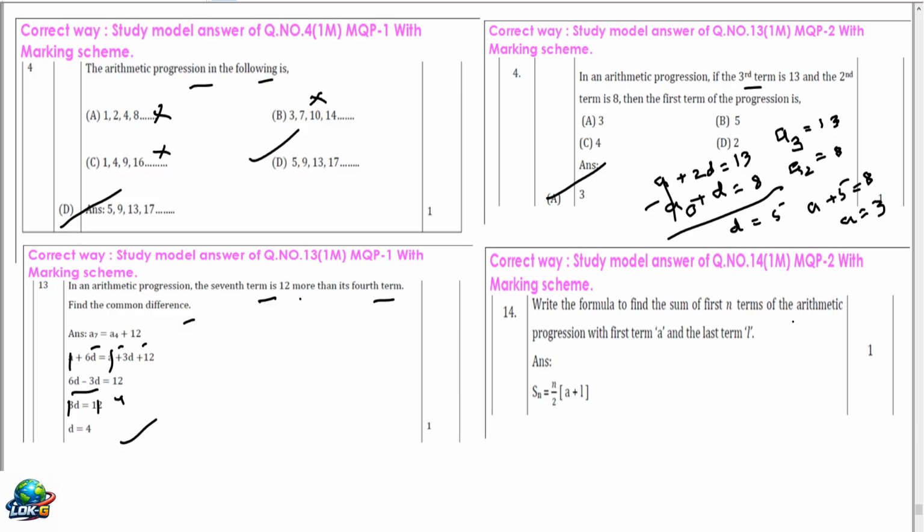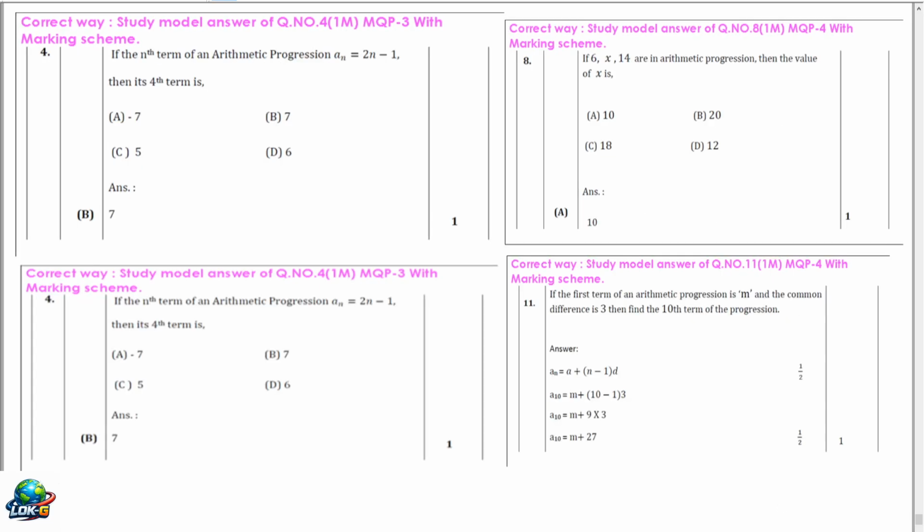Write the formula to find the sum of the first n terms of an arithmetic progression with the first term A and last term L. Sn is equal to n by 2 into (A plus L). Very simple, easy question, my dear students. Let us move on to the last part of this particular topic. The nth term of an arithmetic progression is 2n minus 1. Then the fourth term is, put n is equal to 4. You will get 2 fours are 8, 8 minus 1 is 7. Answer is B, which is 7.